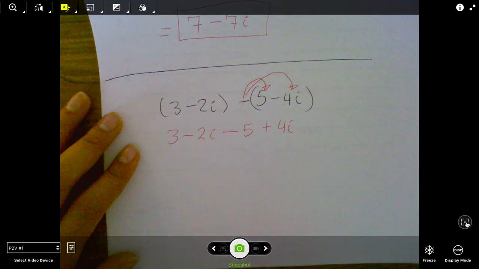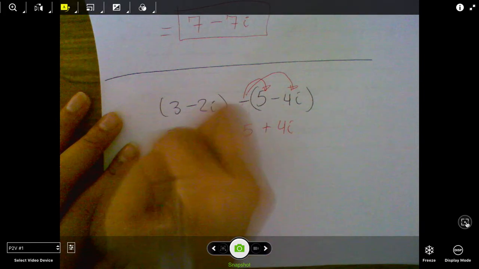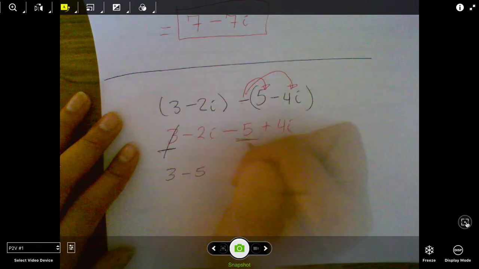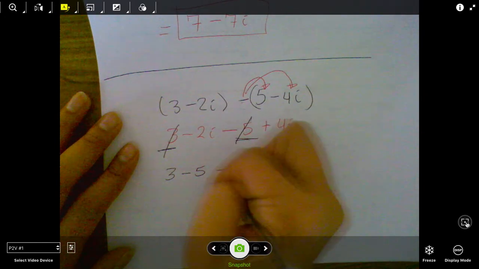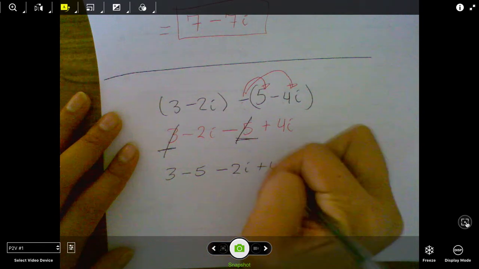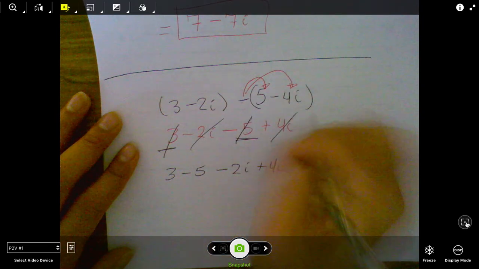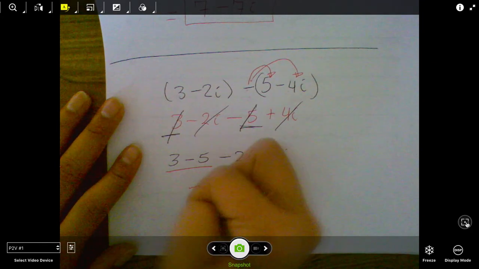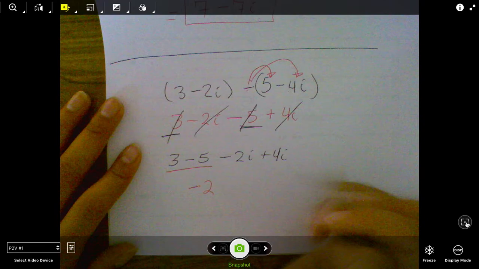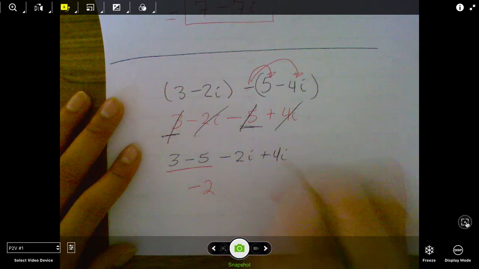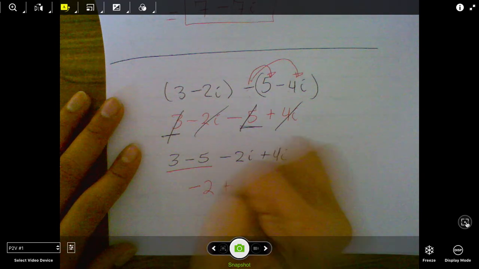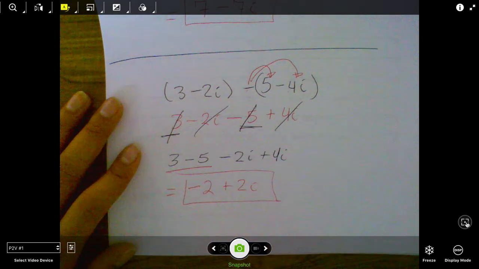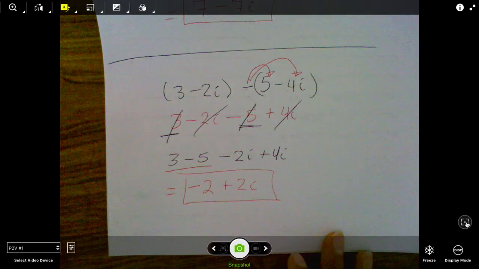Then let's regroup real numbers with real numbers, so 3 minus 5, and then imaginary numbers with imaginary numbers. Add like terms. 3 minus 5 is -2, and -2i plus 4i is +2i. And that's about as far as we can go with our subtracting.